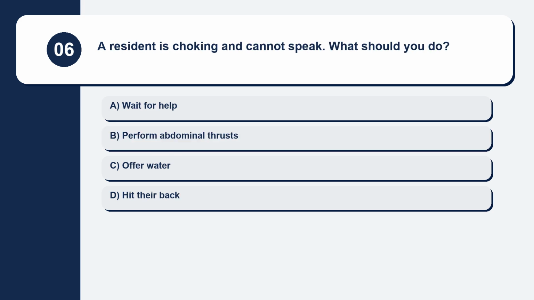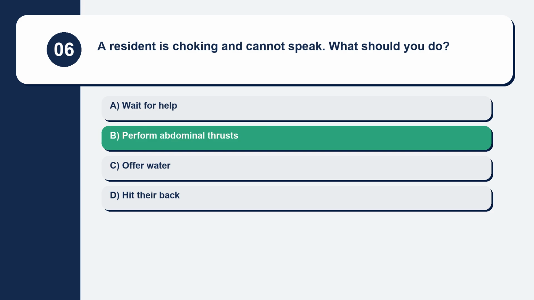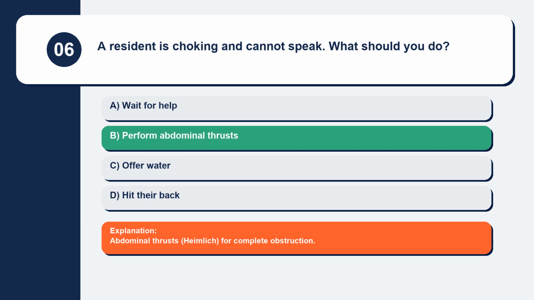Question 6. A resident is choking and cannot speak. What should you do? Wait for help. Perform abdominal thrusts. Offer water. Hit their back. The answer: abdominal thrusts, the Heimlich, for complete obstruction.